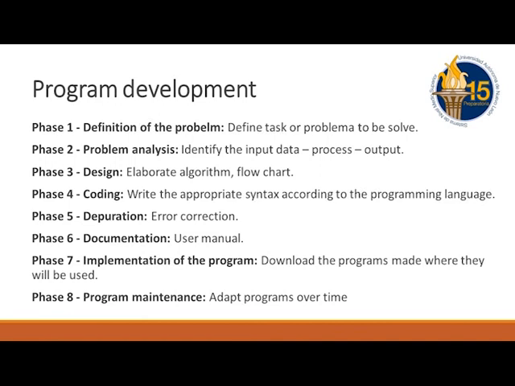The fifth phase is the debugging, where errors are found and corrected. The sixth is the documentation, where we make the user manual. The seventh phase is the implementation of the program, where the programs to be used are downloaded, and phase 8 is program maintenance, adapted if there is any subsequent change.